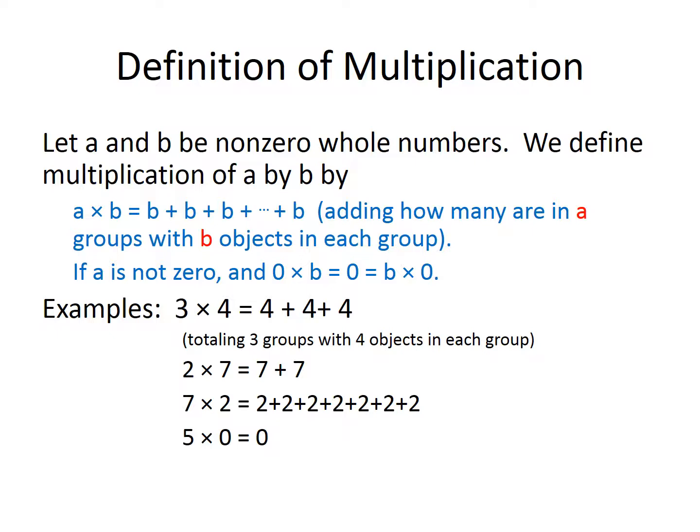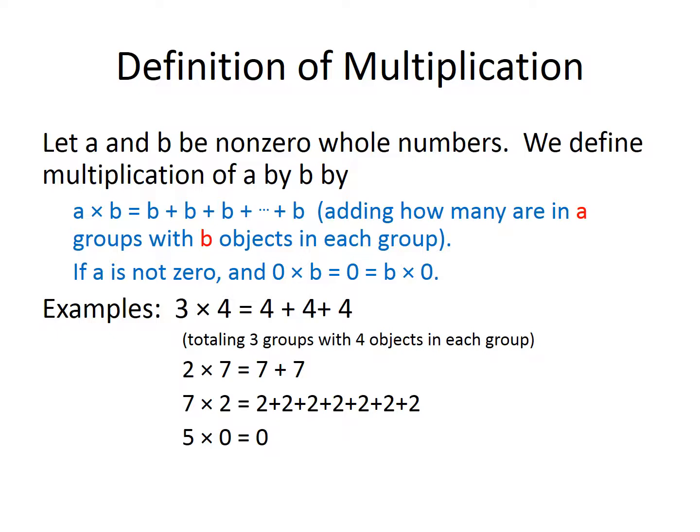So we're going to take two non-zero whole numbers, and we're going to find A times B by adding A copies of B together. And that's what we do if A isn't 0. And if A is 0, we just say the answer is 0. So some examples. 3 times 4, we're going to add 3 copies of 4 together. 2 times 7, take 2 sevens and add them up.